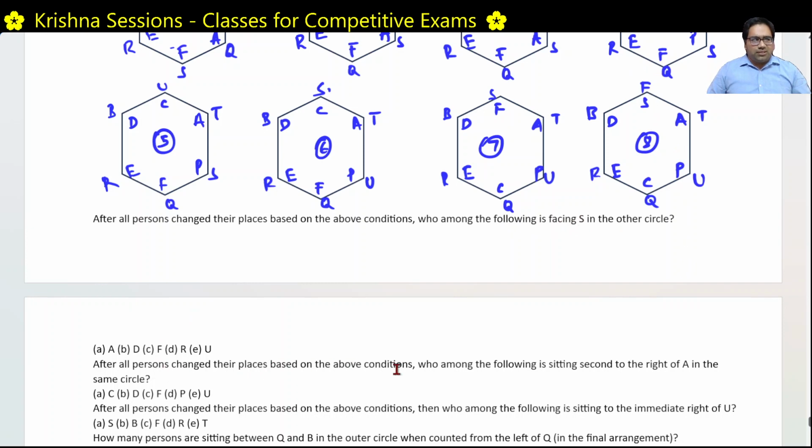After all persons change their places based on the above conditions, who among the following is sitting second to the right of A in the same circle? Second to the right of A. A is facing outside. Second to the right of A is C. C is the correct answer.